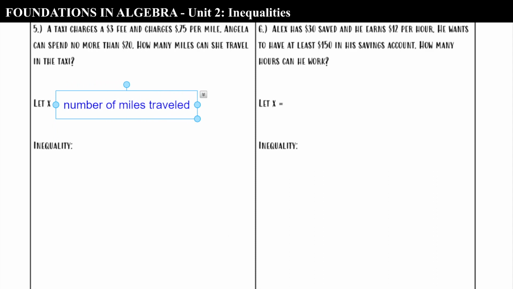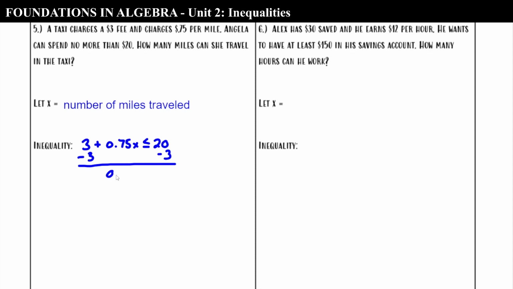So now let's set up our inequality. Well, the taxi charges a $3 fee, so we're going to add that right up front. And then we're going to add it to the number of miles times 75 cents a mile. And that has to be less than or equal to 20 because she cannot exceed $20. So now we're going to subtract 3 from each side. And that gives us 0.75x is less than or equal to 17.